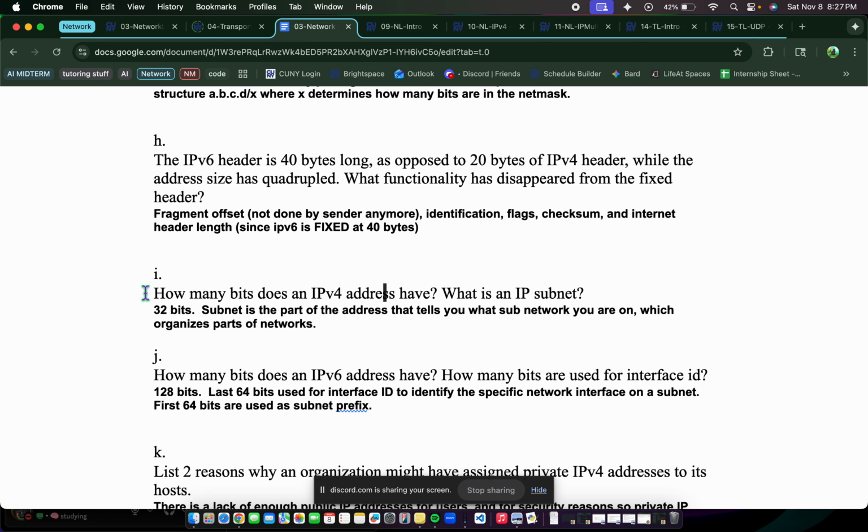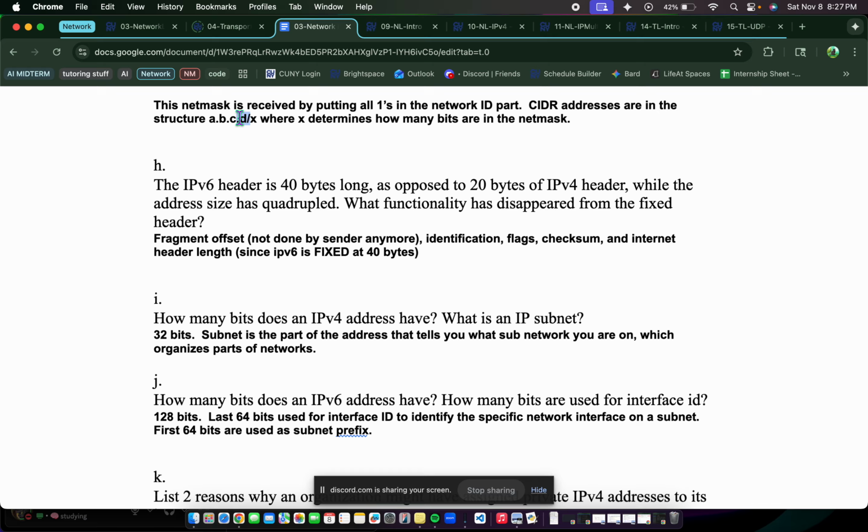So as it was said before, IPv4 versus IPv6, 32 bits versus 128 bits. And what is an IP subnet? The subnet is part of the address that tells you what sub network you are on. So those are the first couple of bits that are usually referred to if we have that slash x like we had up here. And it'll organize your networks.